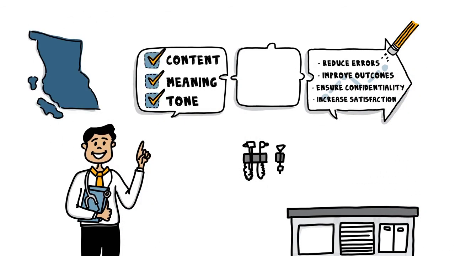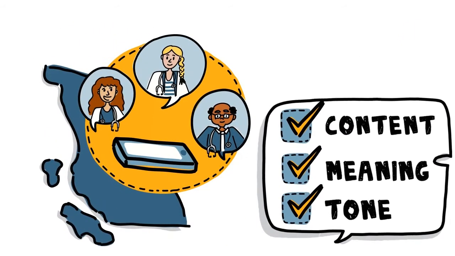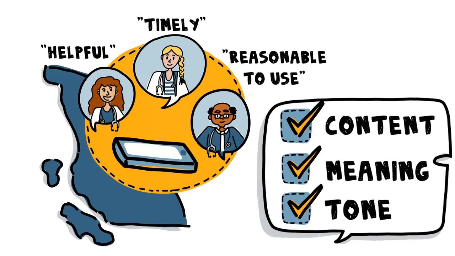Interpreting services are available to all BC primary healthcare providers and can be accessed over the phone within minutes. BC providers who use telephone interpreting in their offices report it to be timely, helpful, and reasonable to use even on a busy day.